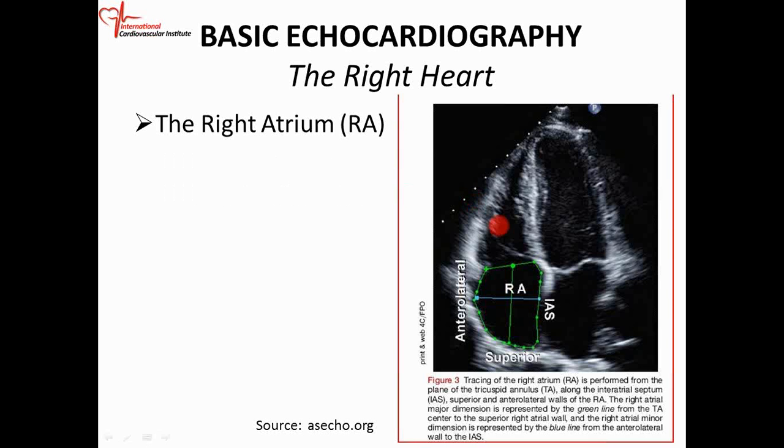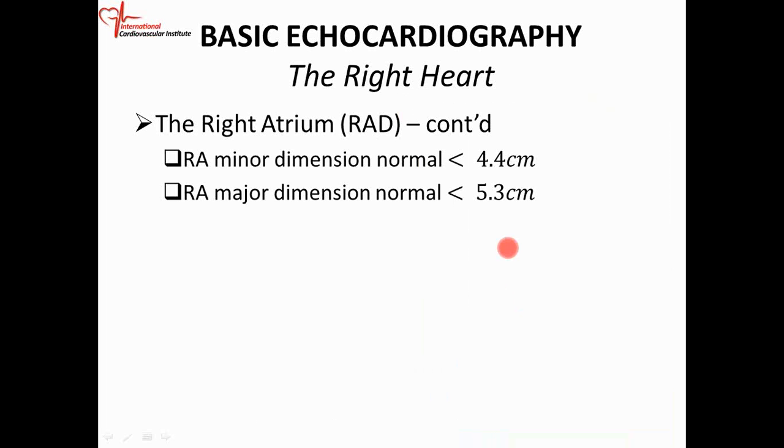So just look at it again. So if this is more than 4.4, the minor dimension, that's right atrial enlargement. Then the major, if it's more than 5.3. Okay, so you have to measure it time and time every time so that these numbers sort of stick with you. You can't just read it.